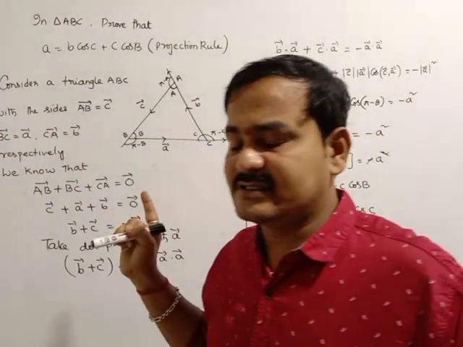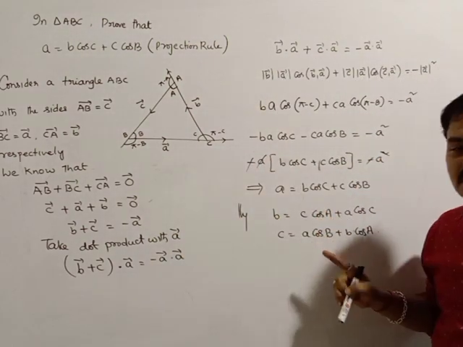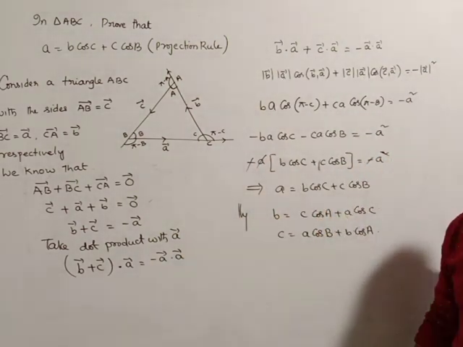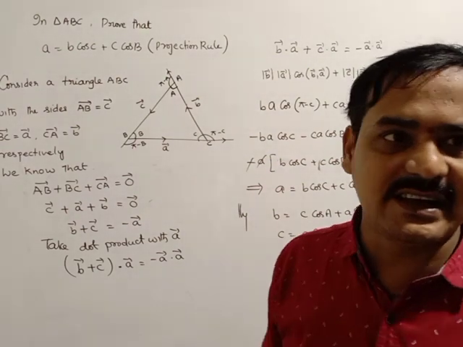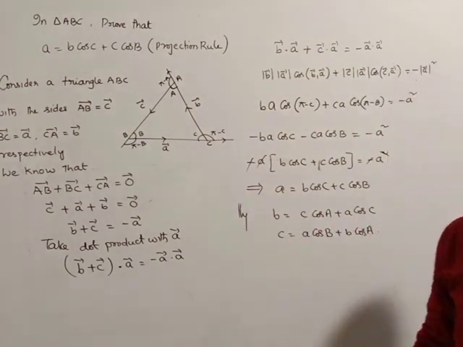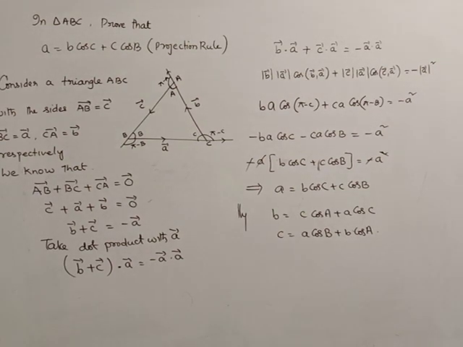The first and second are questions asked for 4 marks repeatedly. Next question we are going to discuss is the sine rule, which comes for a 6 marks question. Okay.